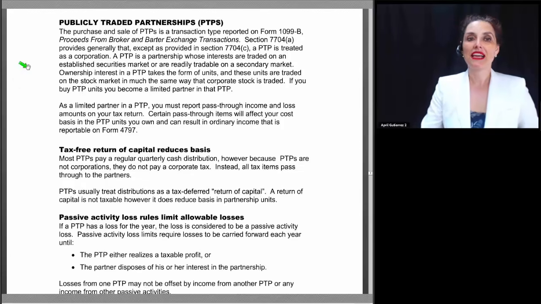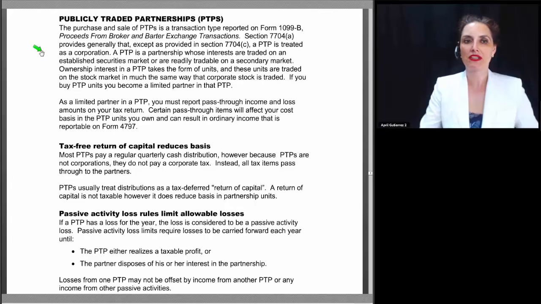So the purchase and sale of a PTP is a transaction type reported on Form 1099-B, proceeds from broker and barter exchange transactions. However, Section 7704 of the Code provides that except as provided in that section, a PTP is treated as a corporation. A PTP is a partnership whose interests are traded on an established securities market or are readily tradable on a secondary market. Ownership in a PTP takes the form of units, and these units are traded on the stock market in much the same way as corporate stock is traded.